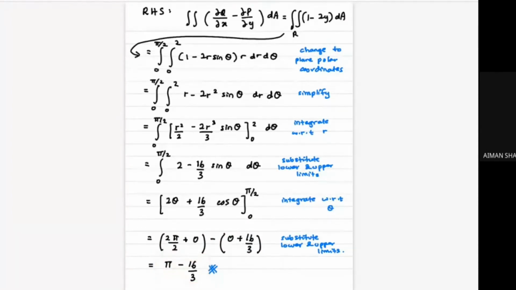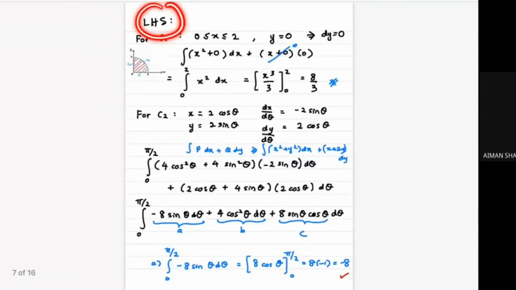So to prove Green's theorem, you have to show that the right hand side is equal to the left hand side. So this is one side. You need to solve another side, which is the left hand side. The left hand side is the line integral. So this is your figure. I just copied it here. Okay, very small. So for the line integral, you need to solve C1, C2, and C3. So let's solve for C1 first.